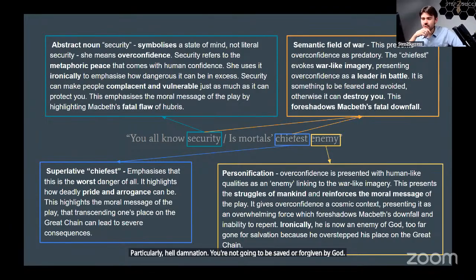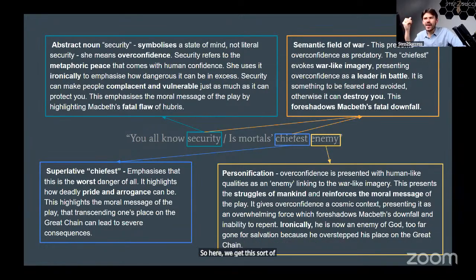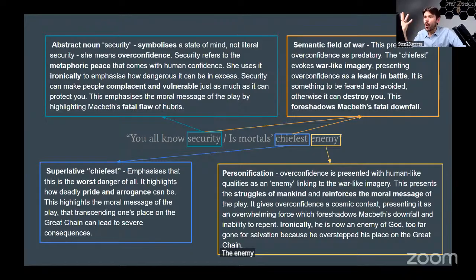And then we also get this semantic field of war, words within the same genre or theme. So here we get this warlike imagery. So the security, the overconfidence, the chief, the enemy. We get this idea of war and battle. It gives us imagery. Can you see it in your heads?